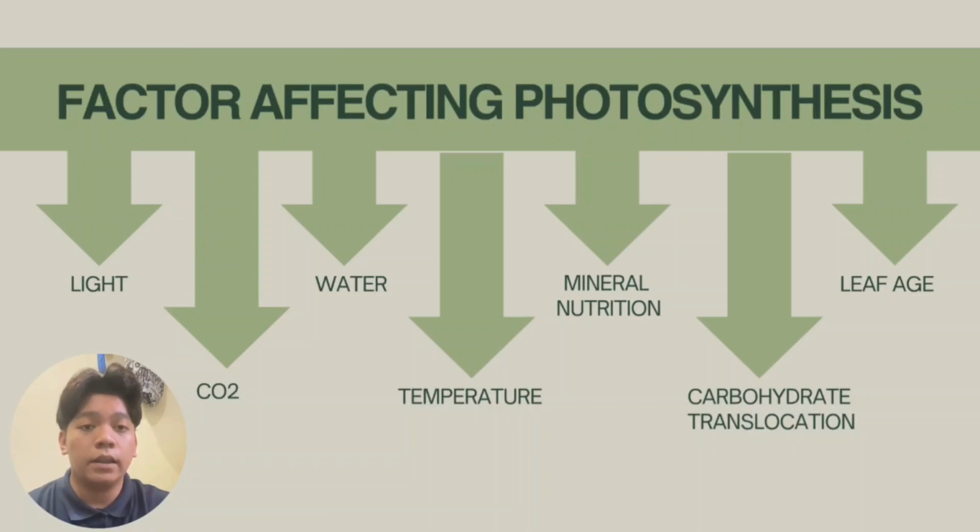Number 6 is leaf age. Leaf age can influence photosynthesis because younger and healthier leaves can carry out photosynthesis better and have more chlorophyll. Lastly, carbohydrate translocation. It affects how the food produced is transported throughout the plant.